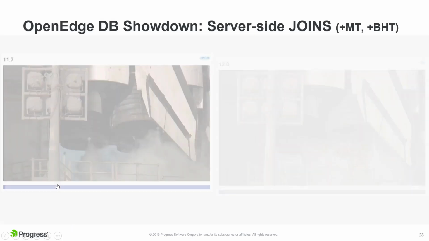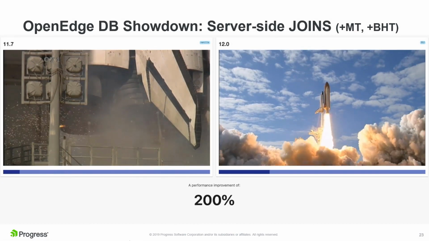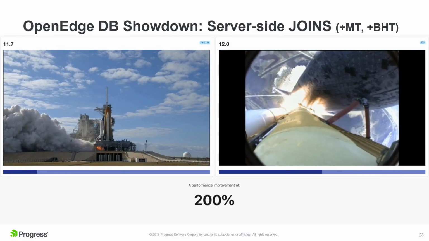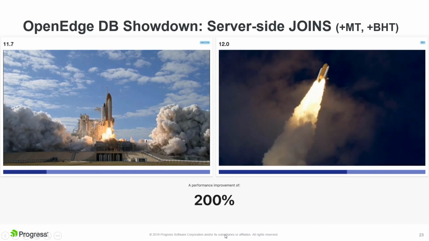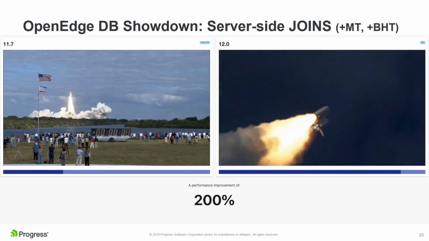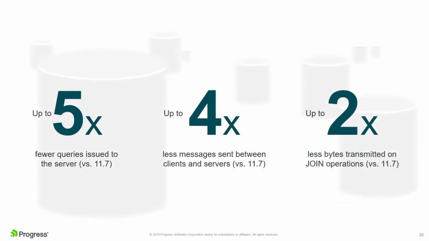So to complete our visualization, this is how the shuttle would launch with all of the OE12 enhancements enabled. You can see that the 11.7 shuttle is still on the pad, while the 12.0 shuttle is nearly in outer space. Up to 3 times improvement versus 11.7 in n-tiered deployments. Of course, as always, your mileage may vary depending on your architecture and use case, but we encourage you to try running your app in OpenEdge 12 to see what kind of results you will see. You can see much better performance if you see the same results that we did in our tests.